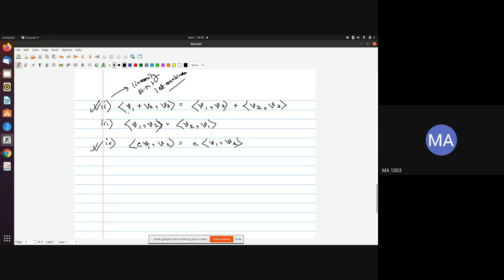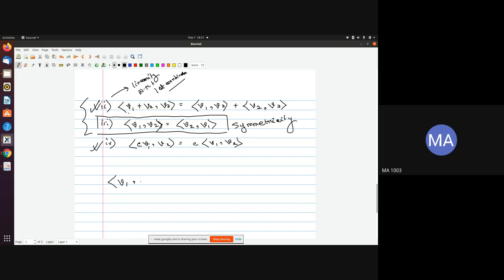Now, what about the second coordinate? If we have this third property, the symmetricity, we really don't have to talk about the second one because that is inherited. If we have second and third together, we really don't have to bother about the linearity of the second coordinate.